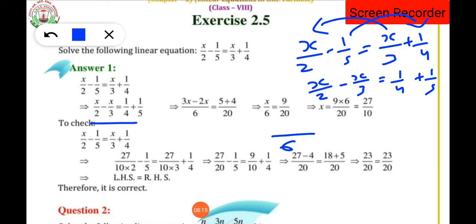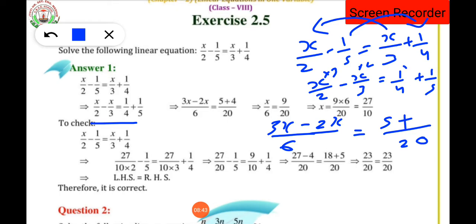So 6 comes in the table of 2 how many times? 3 times. That 3 will be multiplied with the numerator x, so it will become 3x. Understood? Same way 6 comes in the table of 3 how many times? 2 times. That 2 multiplied with the numerator x will become 2x. Have you understood? Now here taking the LCM of 4 and 5, it will become 20. Now 20 comes in the table of 4 how many times? 5 times. That 5 will be multiplied with 1, it will become 5. In the same way 20 comes in the table of 5 how many times? 4 times. That 4 will be multiplied with numerator 1, so 1 into 4 will be 4.